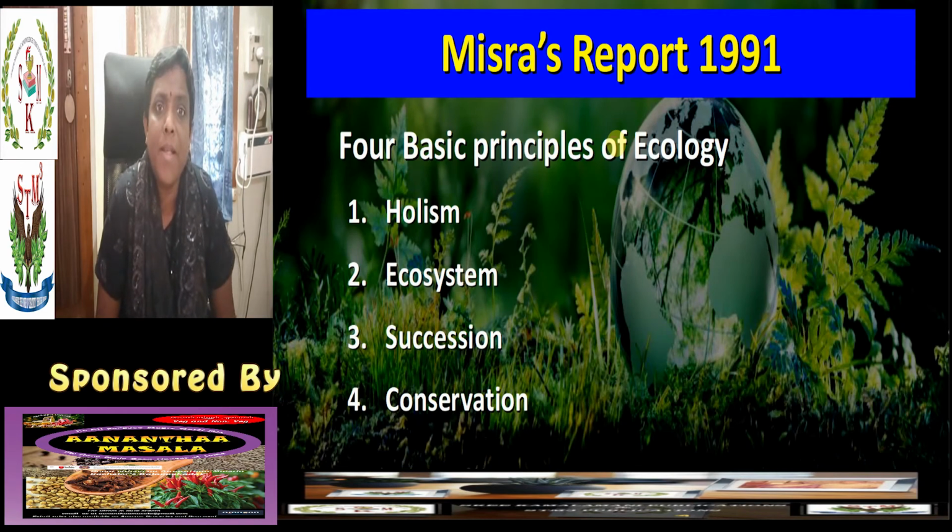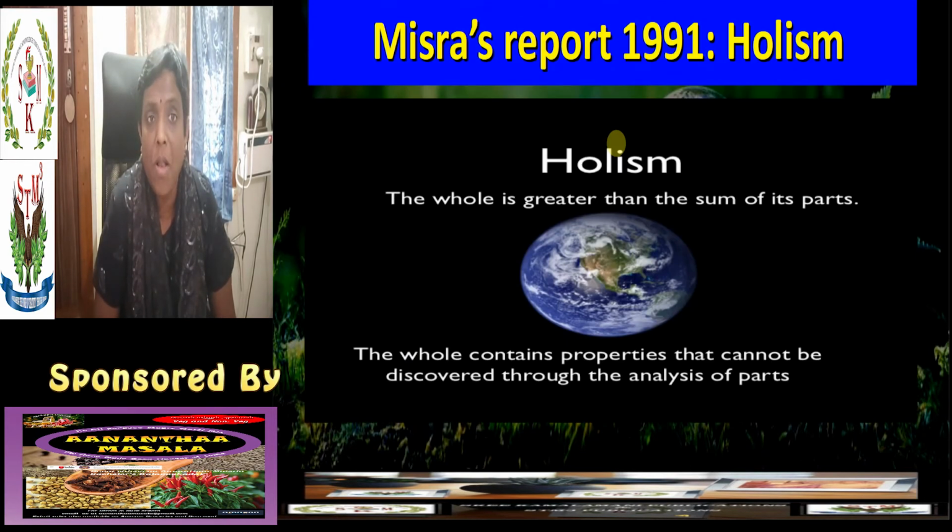Misra's report, presented in 1991, recognized four basic principles of ecology as given below. They are holism, ecosystem, succession and conservation. What does holism mean? It is defined as the whole is greater than the sum of its parts, where the whole contains the properties that cannot be discovered through the analysis of parts. This means ecosystem, succession and conservation should be dealt with as one whole problem. Dealing with them separately, you will not be able to solve the problems of the environment.